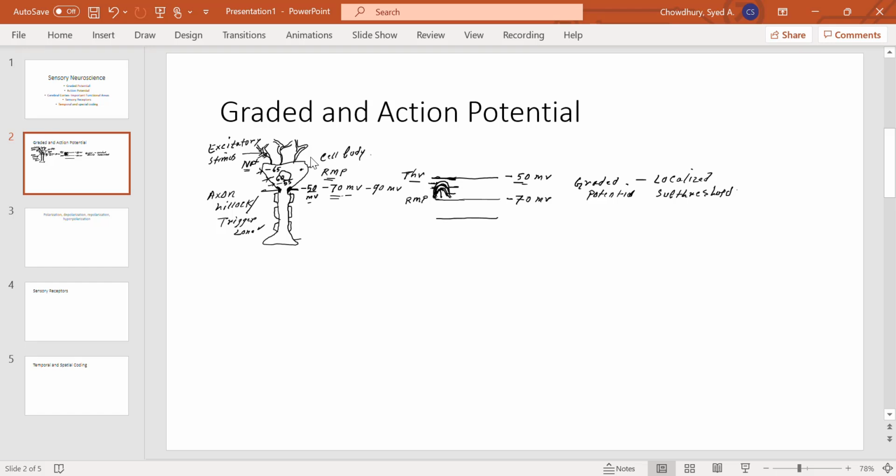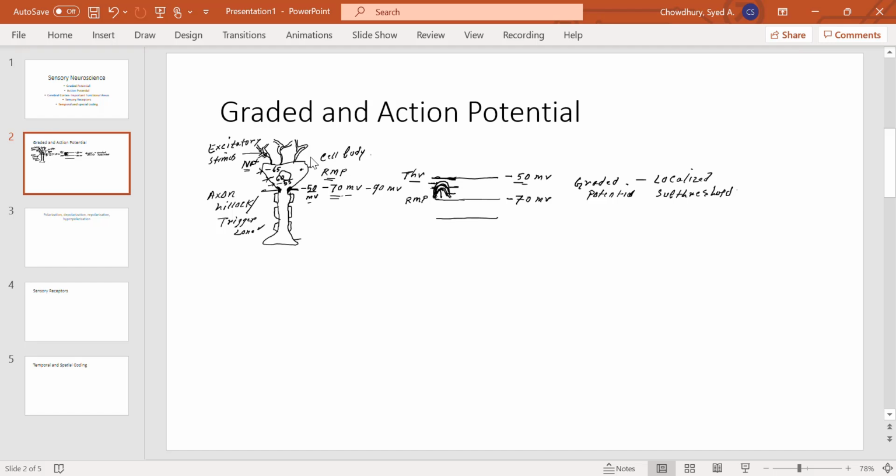It is like, in a pond, if you throw a stone, where the stone hits the water near that area, the waves are bigger, right? And as the waves move away from that point, the waves gradually get weaker and diminish. So that's like the graded potential.